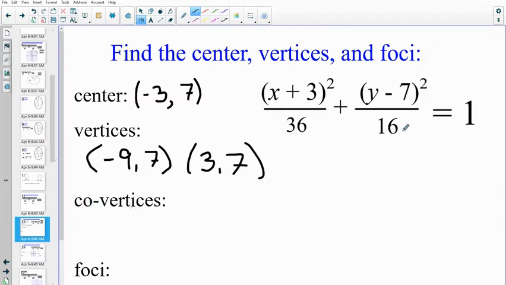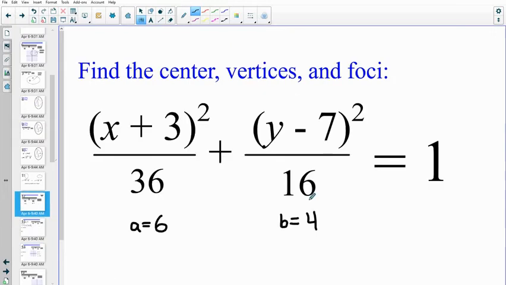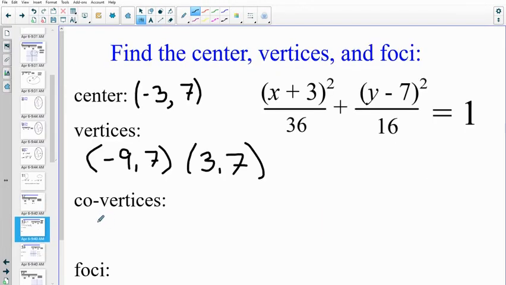Co-vertices, in this case, are going to be up and down. And because my value of b is 4, I'll be going up or down by 4 spots. So now my x value stays at the place where the center was, and I will increase by 4 to get up to 11, or decrease by 4. Let's see, 7 minus 4 is 3. And so those are my co-vertices.